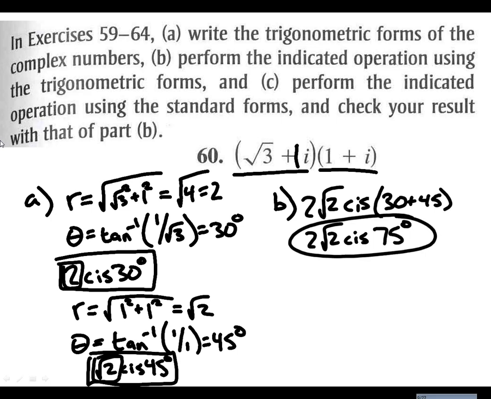So our final answer is 2 rad 2 (cosine 75 degrees plus i sine 75 degrees). One thing to note, in the back of the book, a lot of the time, the answers will be in radians. So know that you just need to convert if you want to compare your answers with the back of the book if you're in degrees.